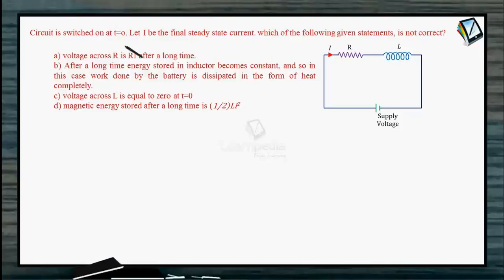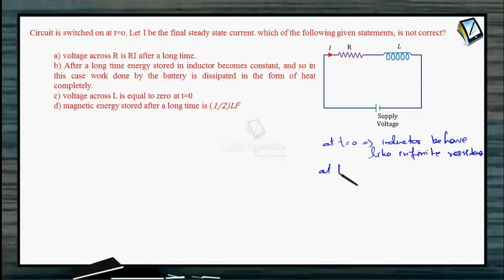So this circuit is switched on at t equal to 0. Here is the circuit, an LR circuit, a standard LR circuit. And let I be the final steady state current. As we know, in case of an LR circuit, the moment the switch is connected, at that time current remains 0, because at time t equal to 0, the inductor behaves like infinite resistance. I've already told you.